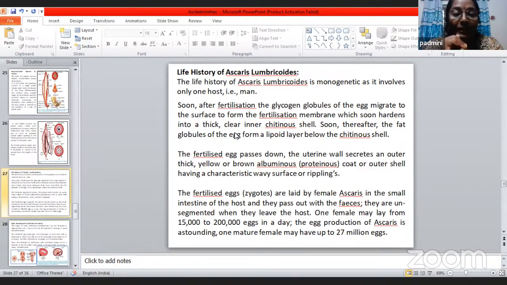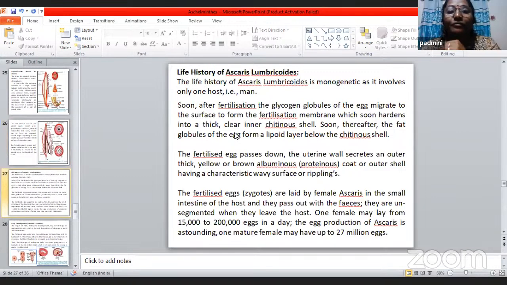Now coming to life history, we'll quickly wind up with this life history, a very small one, not as complicated as the other platyhelminthes or different animals that we talked about. Coming to the life history of Ascaris lumbricoides, as we said, it is a monogenetic type of life history here, because they need only one host, that is humans mostly. So one host is human, definitely man.